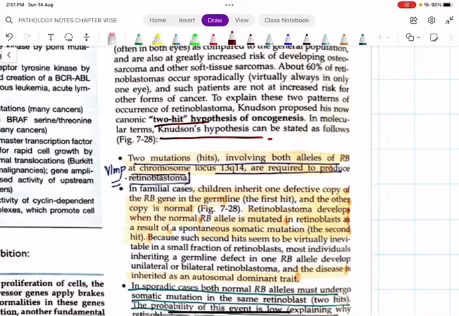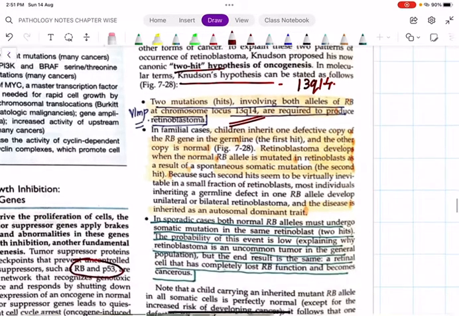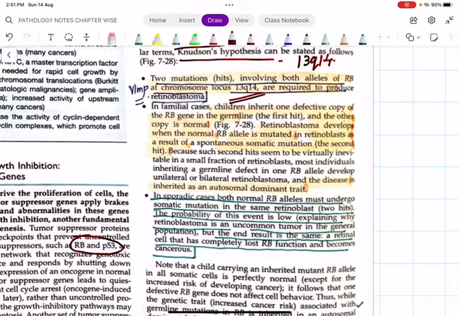Retinoblastoma is a tumor suppressor gene located on chromosome 13q14. You should remember, very, very important, 13q14. These are the two mutations which involve both alleles of retinoblastoma, 13q14. And number two, what is Knudson's two-hit hypothesis? Two hits means two mutations involving both the alleles are required to produce retinoblastoma.